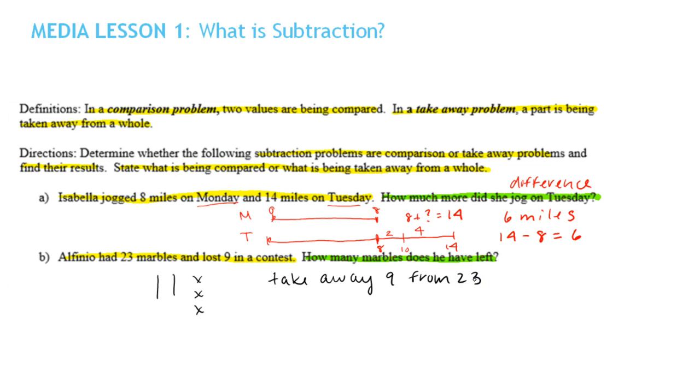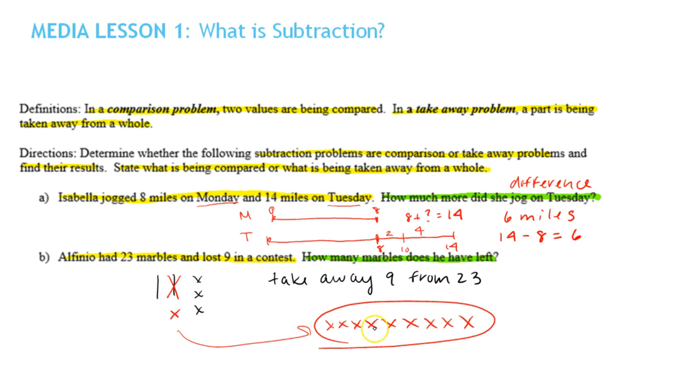Notice we can think of this as our whole that we were talking about here. 23, and we have to take away a part of the whole, 9. So we need to take away 9 of these. Looking at this, I want to take away 9 from this 10. So I'm going to cross out this 10, and if I take 9 of them, that means there would be 1 left here. And 1, 2, 3, 4, 5, 6, 7, 8, 9. This was taken away.